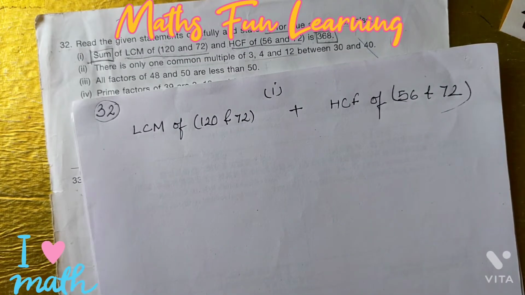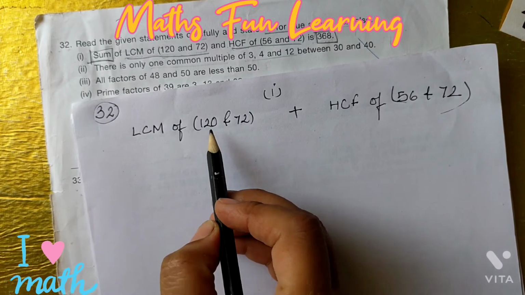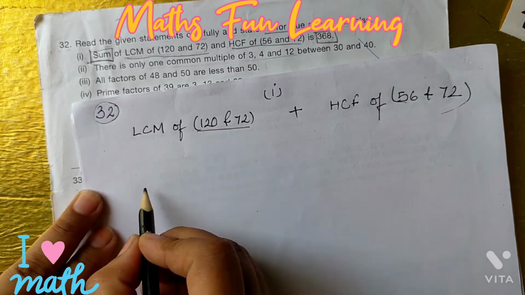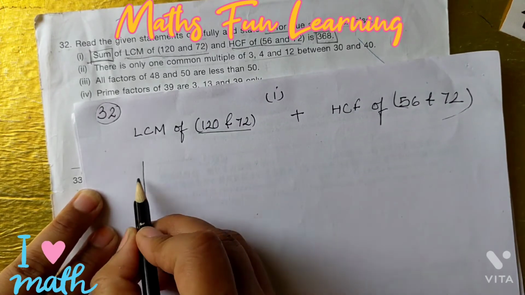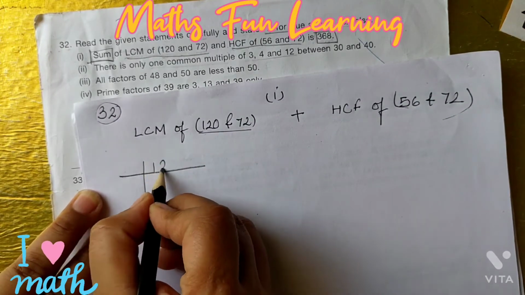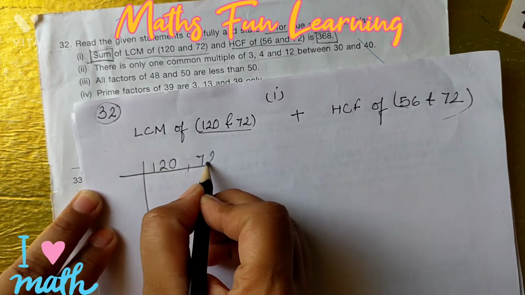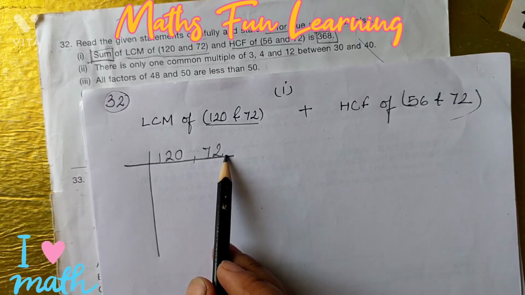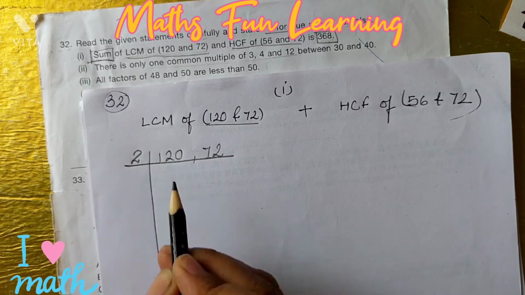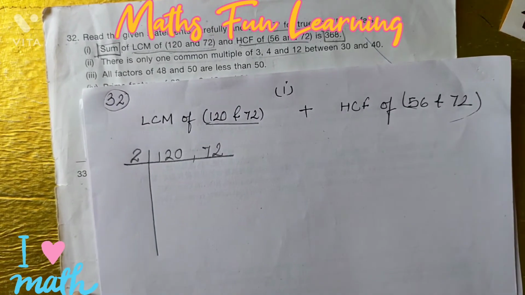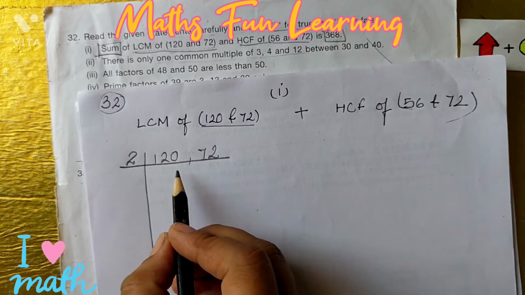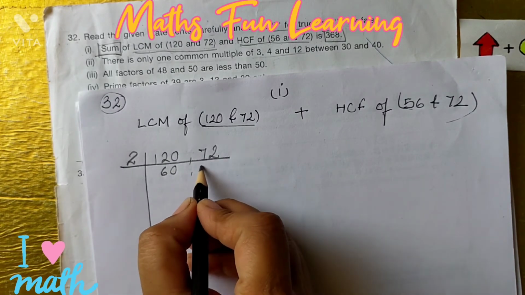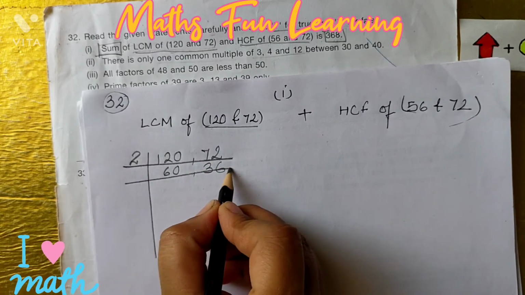So in LCM, what you have to do? We can find out the LCM of these. We are using here the ladder method or division method. You can observe that 120 and 72, these two are even numbers. All even numbers can be divided by 2. That's the divisibility rule of 2. 2 sixes are 12, 2 threes are 6, 2 sixes are 12.